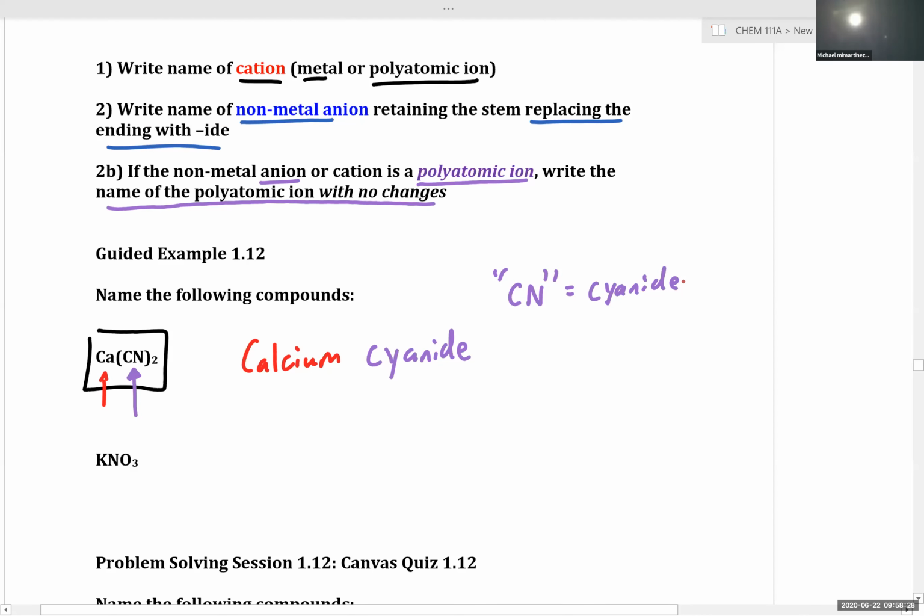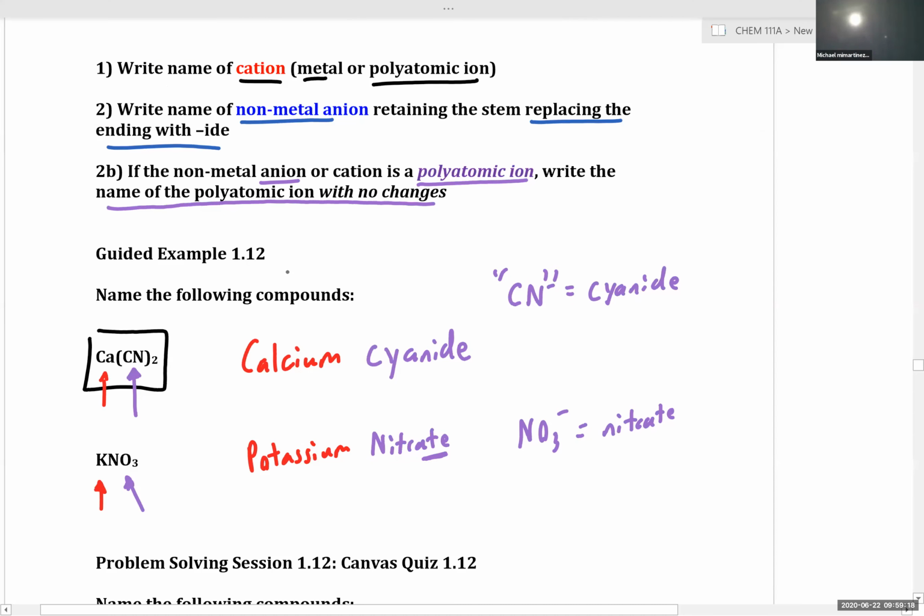Okay, let's look at another example. In this case, we have our metal cation, which is potassium. So first and foremost, we write the name of our metal, which is potassium. Next, we look and see, we in fact do have a polyatomic ion. NO3 minus is known as nitrate. So this is potassium nitrate. Notice that we write the name of our polyatomic ion with no changes. So this is nitrate, not nitride.